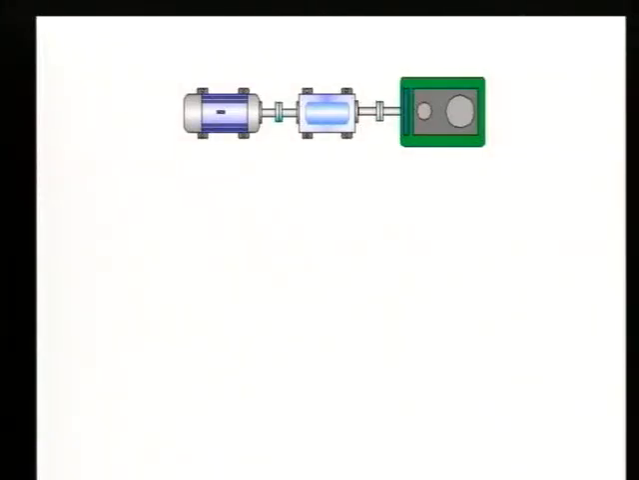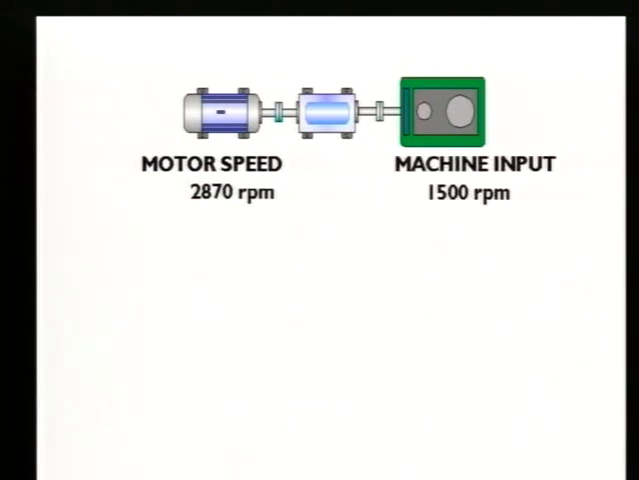As an exercise, let's assume that we have a single-phase motor rated at 2,870 RPM. The input shaft speed of the machine it will drive must be no more than 1,500 RPM and no less than 1,400 RPM. What reduction factor will be necessary?